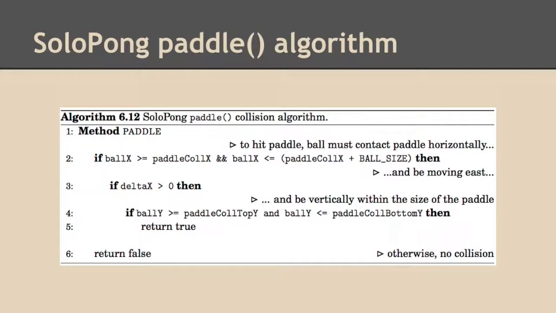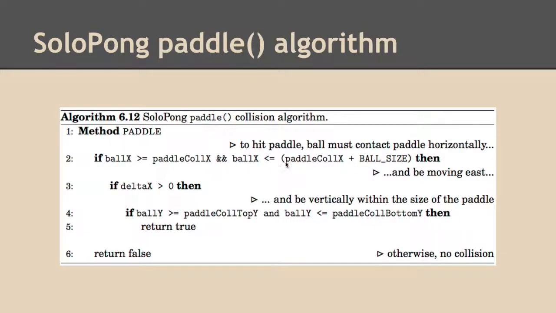The paddle is a little bit different because it's more complicated. Okay, so we have a nested if statement. 3 different things have to be true in order for us to hit the paddle. So first of all, to hit the paddle, the ball has to contact the paddle horizontally. Okay, so that means it has to be greater than the collision variable on the front end of the paddle, and its x-coordinate has to be less than or equal to that collision line value plus the ball size, so that once it's gone past the paddle in a miss situation, we don't want it to be counted as a hit.